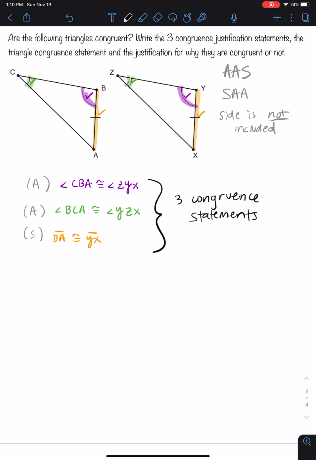Now we know angle, angle, side is enough to show that our triangles are congruent. So we can now say that our 2 triangles are congruent. We want to make sure we write it in corresponding order. So if we say triangle CBA, C corresponds with Z, B corresponds with Y, and A corresponds with X. So we can say it is congruent to triangle ZYX. And this would be our triangle congruence statement.